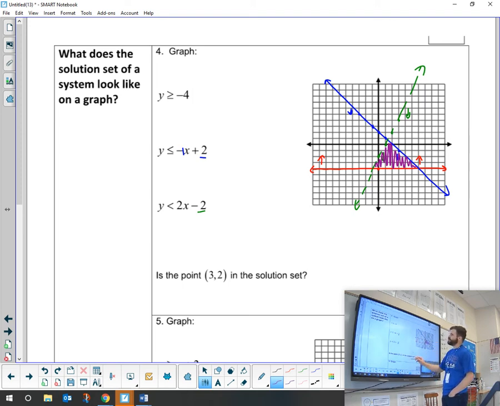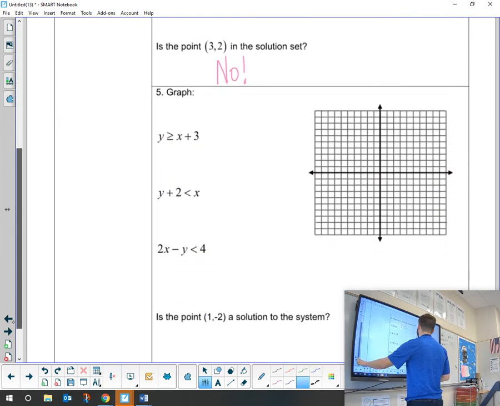So now, let's answer this question. Is the point 3, comma 2 in the solution, where x is 3 and y is 2? If we go over 3 and up 2, we're going to put a point right there, over 3, up 2. So is that a solution? I'm afraid not. No, it is not a solution. Okay, so that one's a big no.